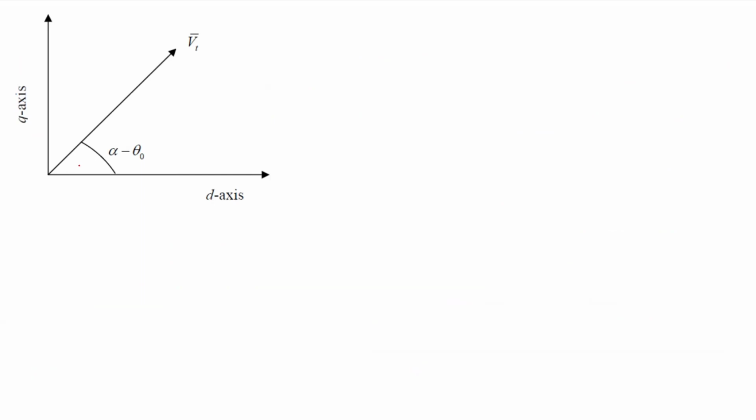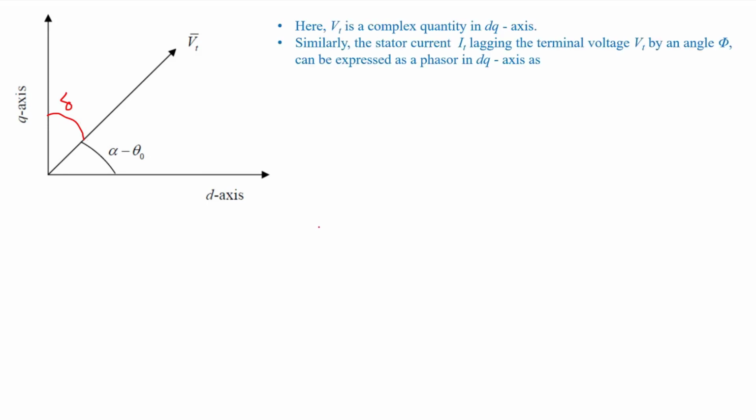This is what is mentioned here. You can see in this figure the d axis and q axis, and this is Vt. Vt is making an angle of alpha minus theta with the d axis, and with the q axis it is making an angle of delta, which is equal to 90 minus alpha minus theta naught. So here Vt is a complex quantity in the dq axis.